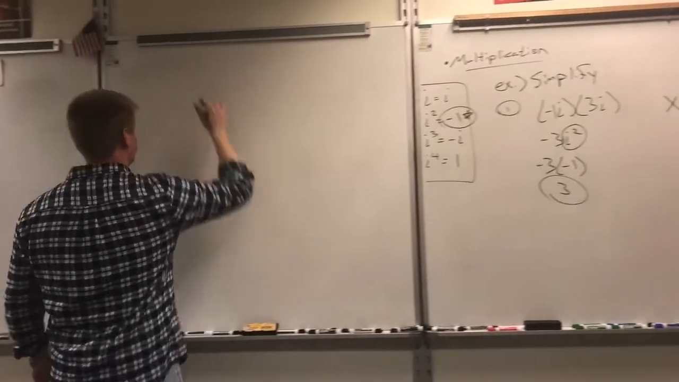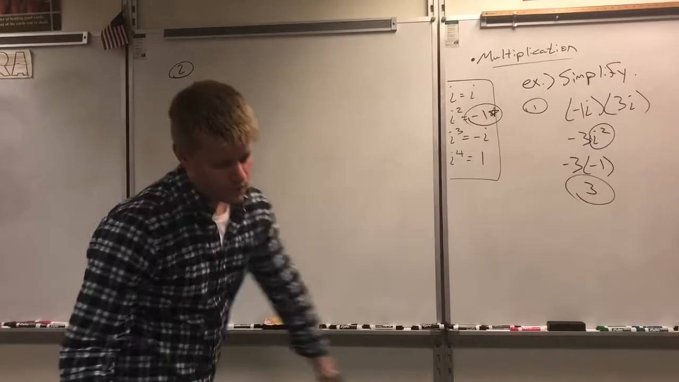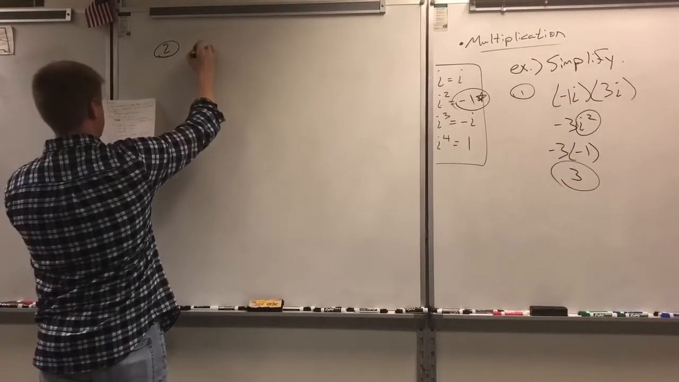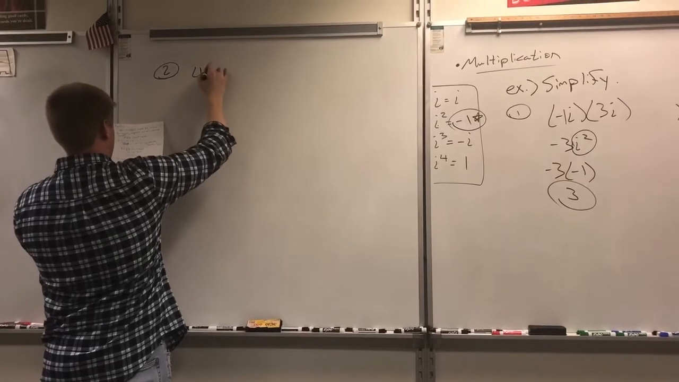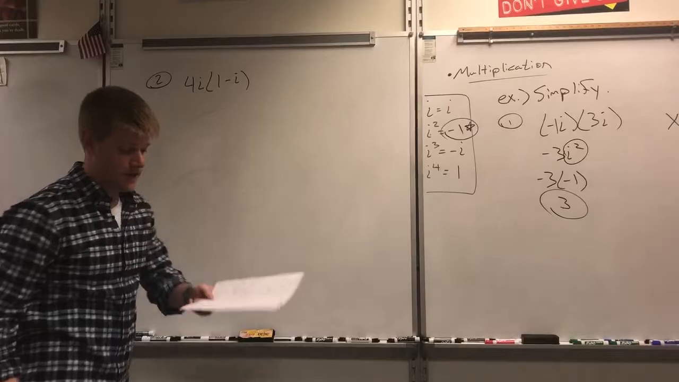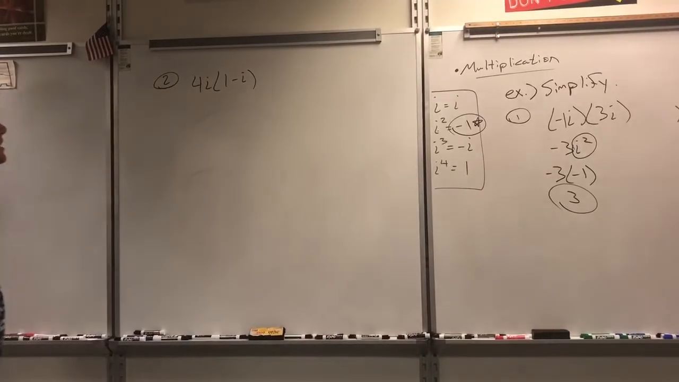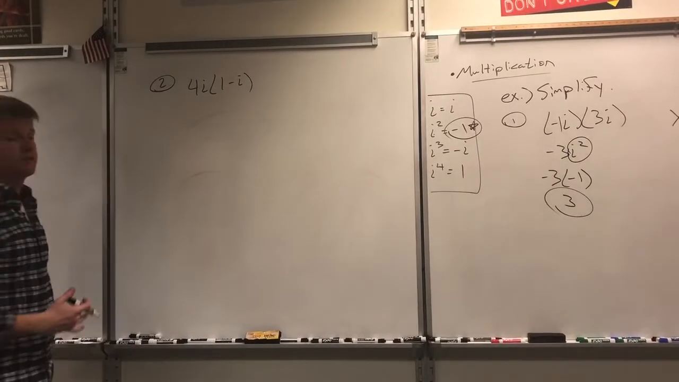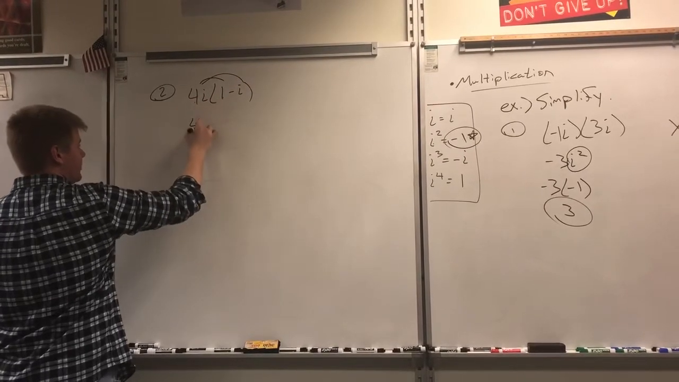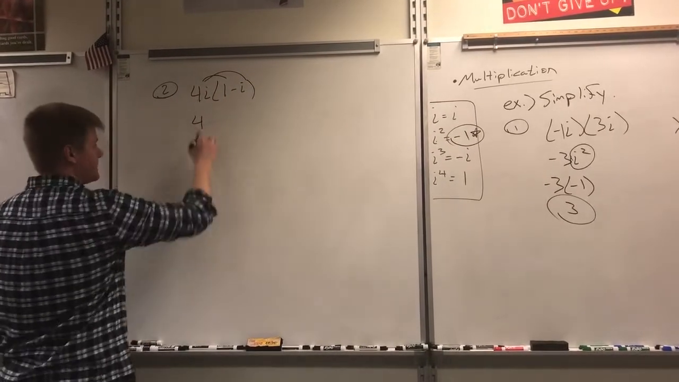And the last one of multiplication, number 2 here. Just kidding, 2 more. 4i times 1 minus i. This one, it's a simple distribute step. Real number times real number, 4 times 1 is 4, and I tack on the i.